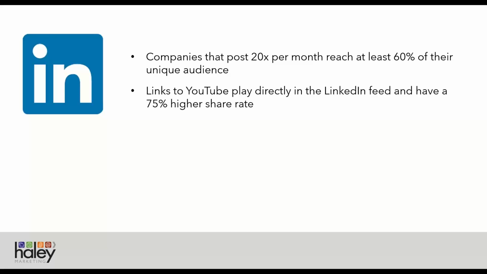Links to YouTube play directly in LinkedIn feed and have a 75% higher share rate. So if you're posting videos somewhere, YouTube's a great place to host it because it will natively play in LinkedIn, which LinkedIn likes. InMail, expensive, but it gets 300% higher response rate than traditional email.